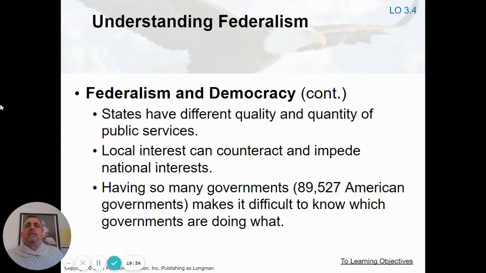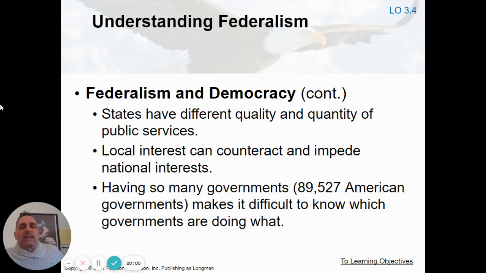And like I said, we have lots of different governments throughout the United States. There are almost 90,000 governments within the United States, looking at federal, state, and local. So the problem with that is it's hard for us to stay focused on what's important to us. It's hard to figure out, okay, what's going on at the federal level? Okay, what's my state doing? What is my county doing? What is my local government doing?